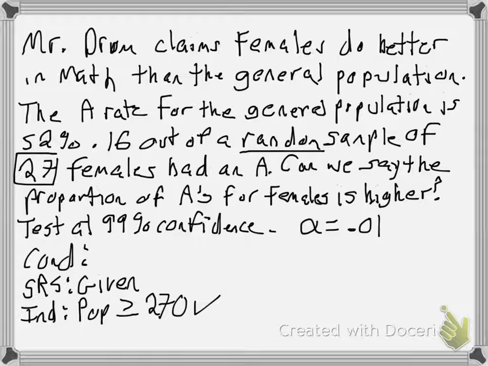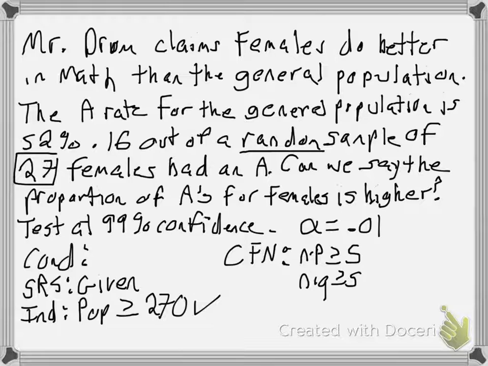Now, normality. Remember, guys, this is a proportion. The normality check is different. We're not looking for 30. We're looking for n times p to be greater than or equal to 5. And we're looking for n times q to be greater than or equal to 5.